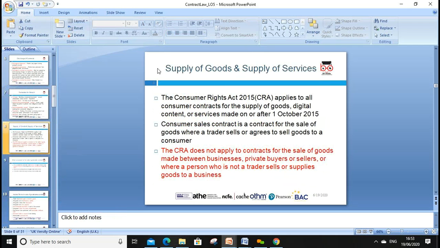Her name came out somewhere, but they kept it back because of her age limit. They can't disclose it in public. So, supply of goods and supply of services.